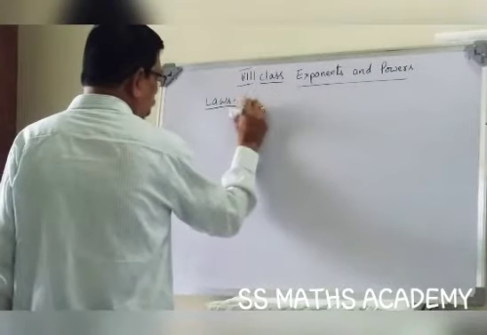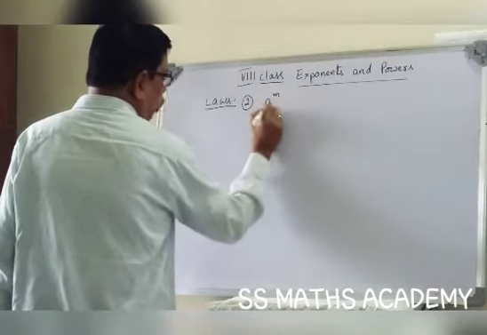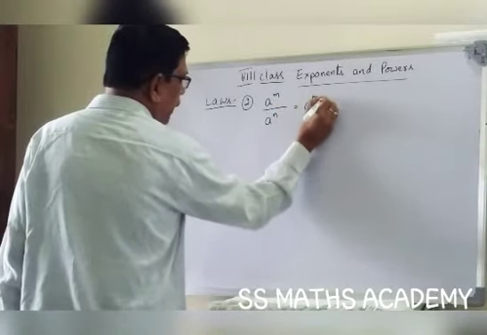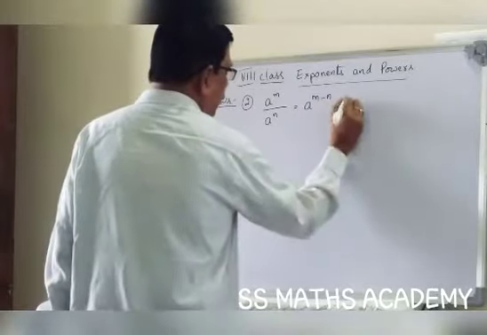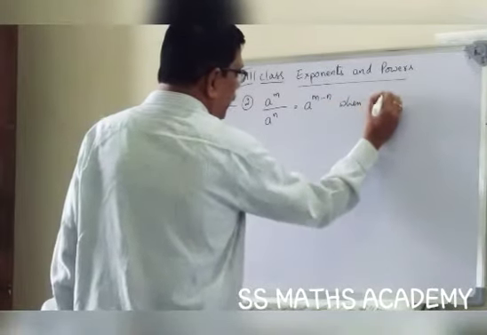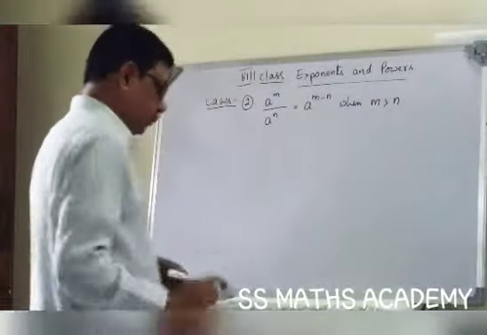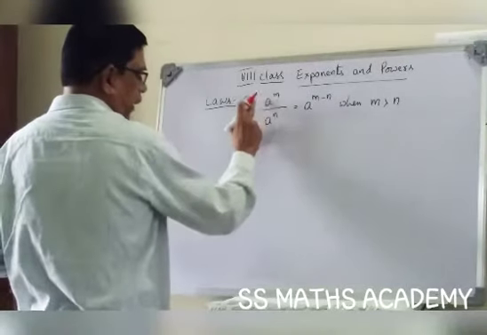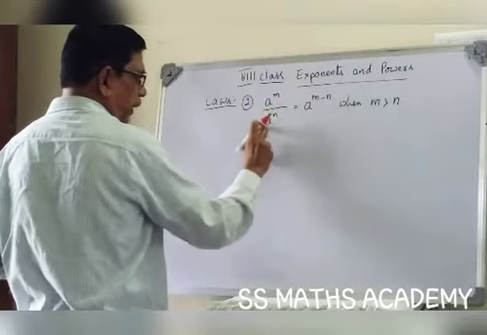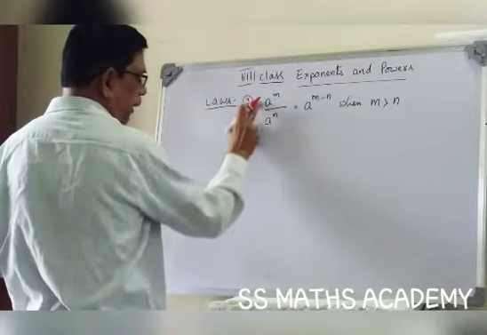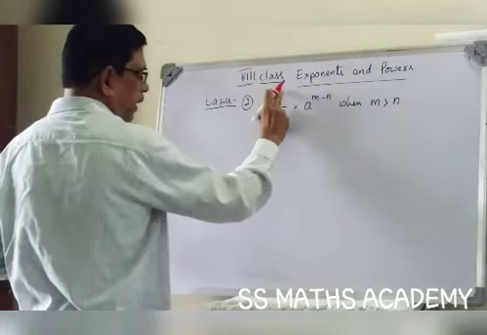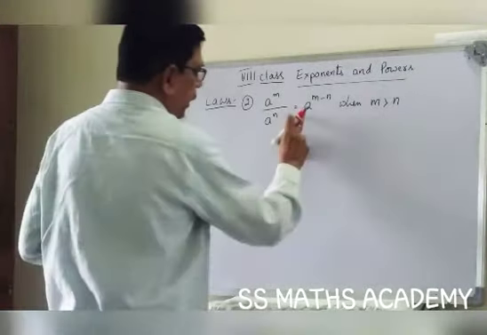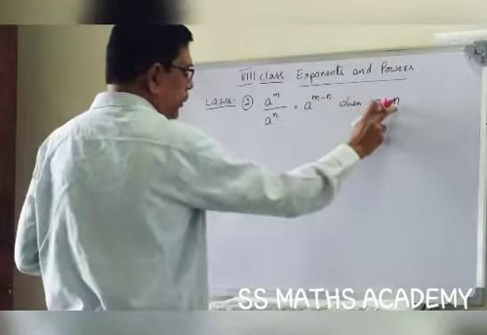Now we take the second law: a to the power of m by a to the power of n is equal to a to the power of m minus n, when m is greater than n. So all of you remember, the second law says that we are dividing a to the power of m divided by a to the power of n. Here the base is the same, a only. The powers are different. Here the power is m and here the power is n. When we come across this, we get a to the power of m minus n, when m is greater than n.